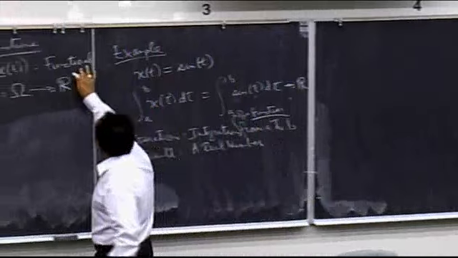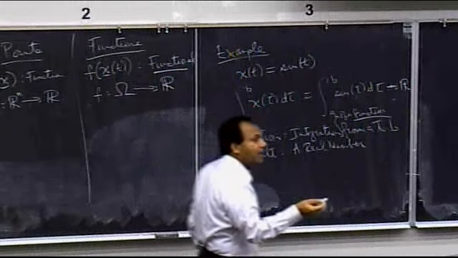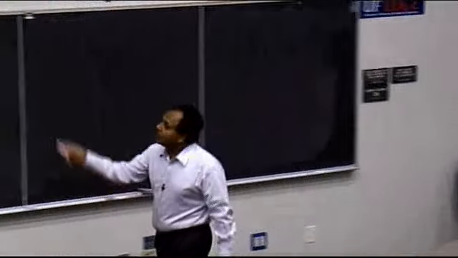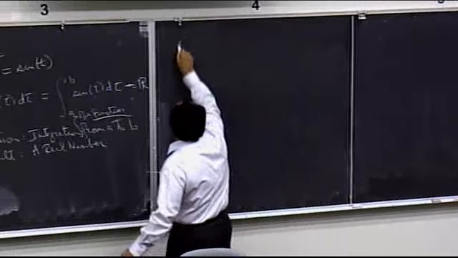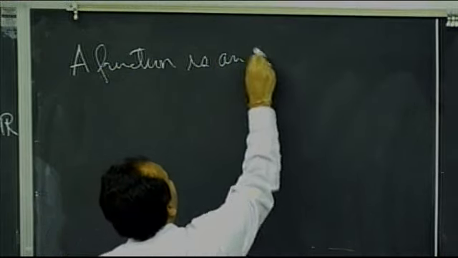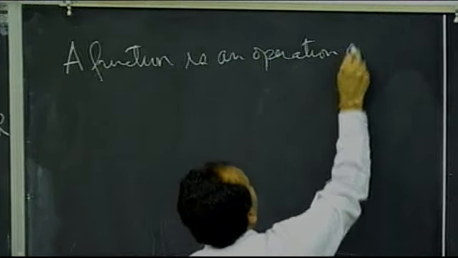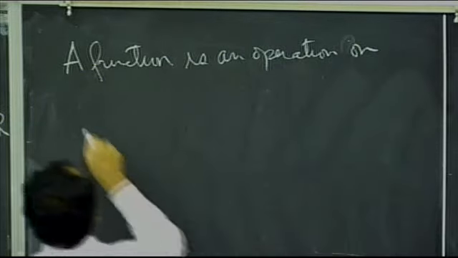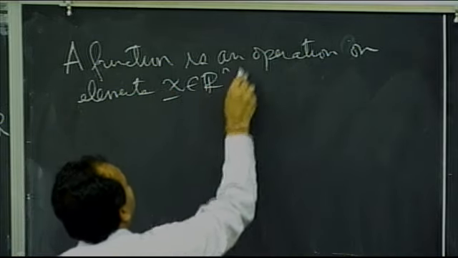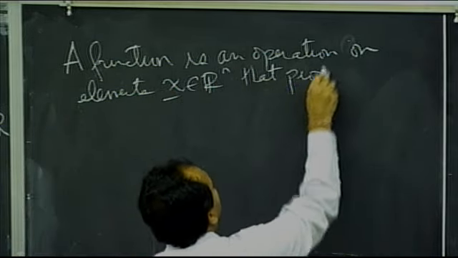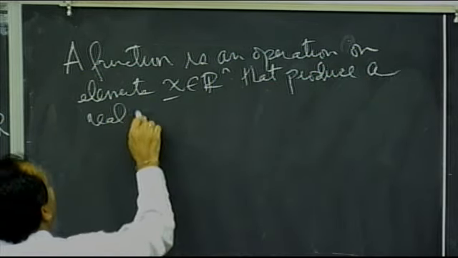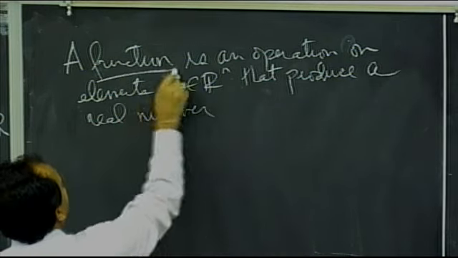This is what we call a functional. It's different from a function. It doesn't take in numbers. It takes in functions, right? So this is what this whole thing is about. This is the distinction that I'm trying to make: a function is an operation on elements x in Rn that produce a real number. That's a function, right?